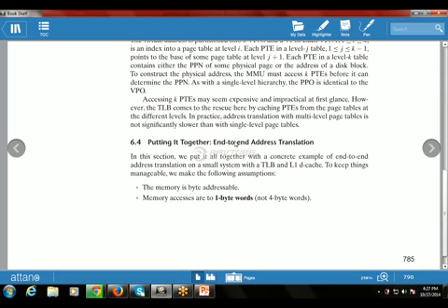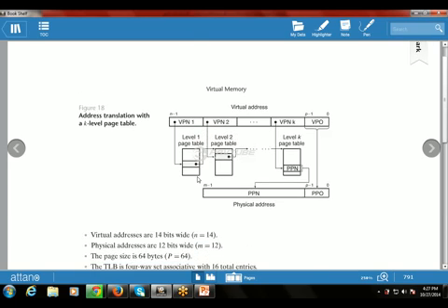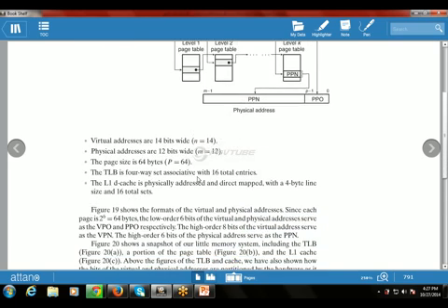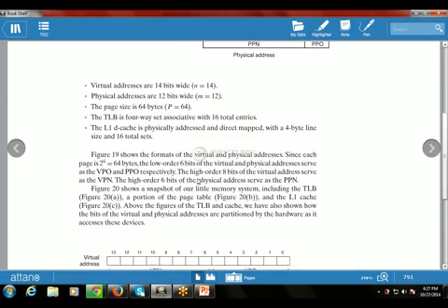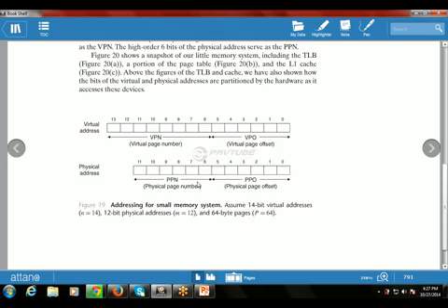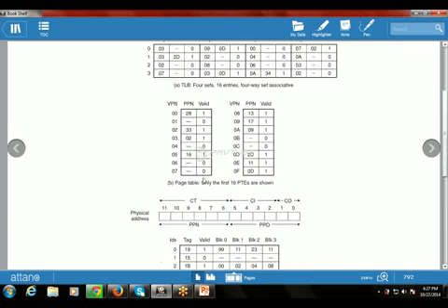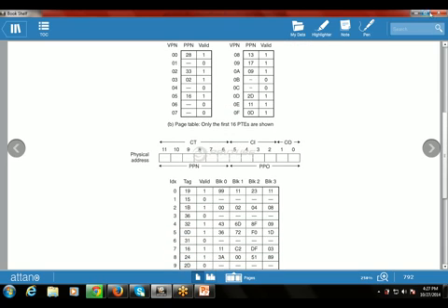This is putting together end-to-end address translation. That is how end-to-end address translation is performed with the help of virtual memory. These are the examples, or the diagrams, that we discussed in the last class.